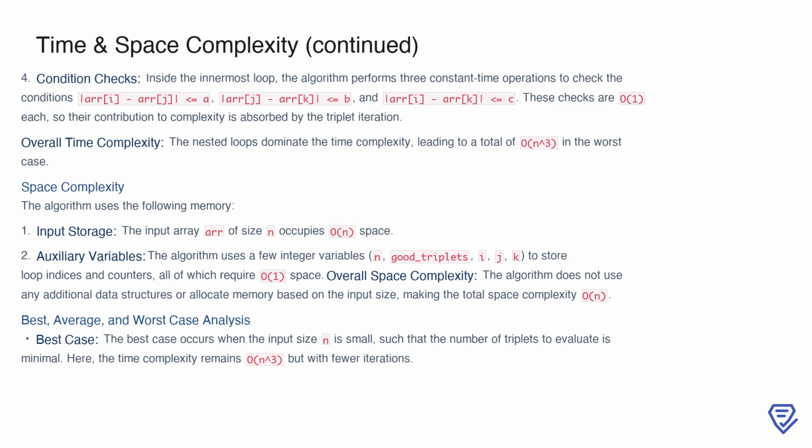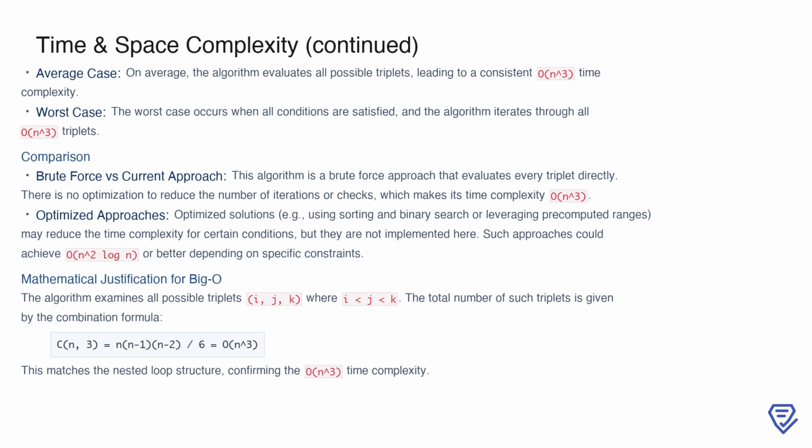Furthermore, we can evaluate specific cases. In the best case, if the input size n is very small, the algorithm still has a complexity of O(n³), but the actual number of iterations is minimal. In the average case, the algorithm consistently evaluates all possible triplets, resulting in the same O(n³) time complexity. For the worst case, all conditions are satisfied, and the algorithm examines every one of the O(n³) triplets.